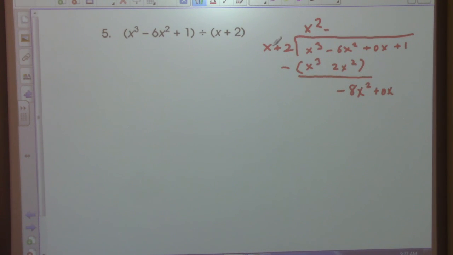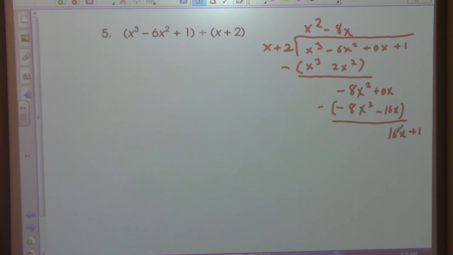Negative 8x squared divided by x is going to be negative 8x. Negative 8x times x gives negative 8x squared, and negative 8x times 2 is negative 16x. Okay, we're going to subtract this thing here. What do we get when we subtract this out? 0 minus negative 16x, I get 16x, right? Yes, that is true. And then bring down this 1.